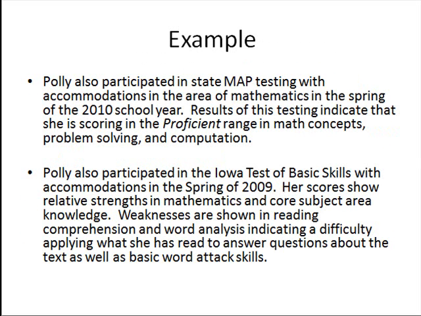Here's an example. So Polly participated in MAP testing with accommodations in the area of math in spring of 2010, and then those are the results. She's scoring in the proficient range. That's how those scores are reported, in terms of proficient or basic, below basic, those levels. She also participated in the Iowa Test of Basic Skills with accommodations in spring 09. Her scores show relative strengths, again, not exact scores we're reporting here, in mathematics and core subject area knowledge, and then there are her weaknesses. So those are how those scores are reported. Again, if you want to report scores, okay. If there's a way you can do it without exact scores, that's the way to go as well.